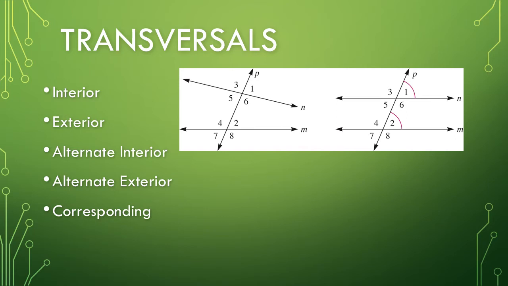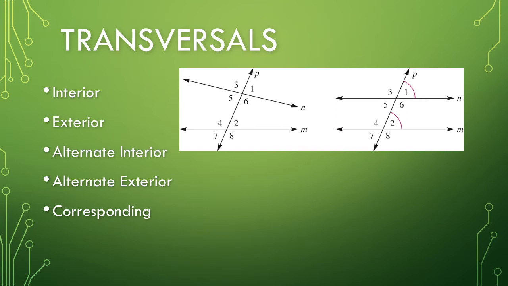Then we have alternate interior angles. 2 and 5 alternate and they are interior. 4 and 6 alternate, they are interior. And then you have alternate exterior. That's 3 and 8 and 7 and 1. They alternate and they are exterior angles.